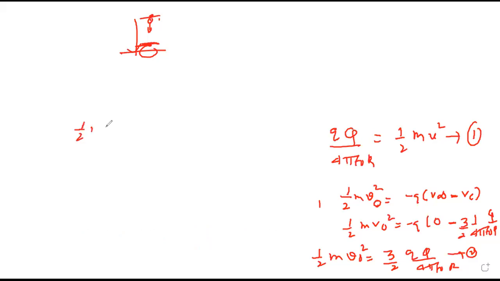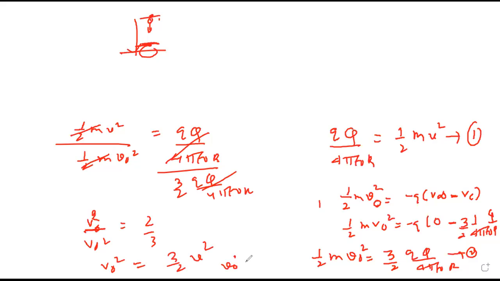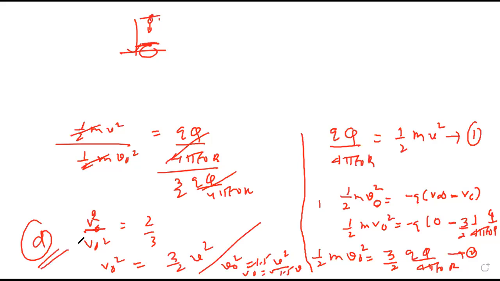Therefore, half m v square divided by half m v naught square will become q upon 4 pi epsilon naught r divided by 3 by 2 q upon 4 pi epsilon naught r. This we can cancel. So v square upon v naught square equals 2 by 3. So v naught square is 3 by 2 v square. Therefore v naught square equals 1.5 v square. Therefore v naught equals root of 1.5. Practice at least 3-4 times so that you remember the concept behind this.